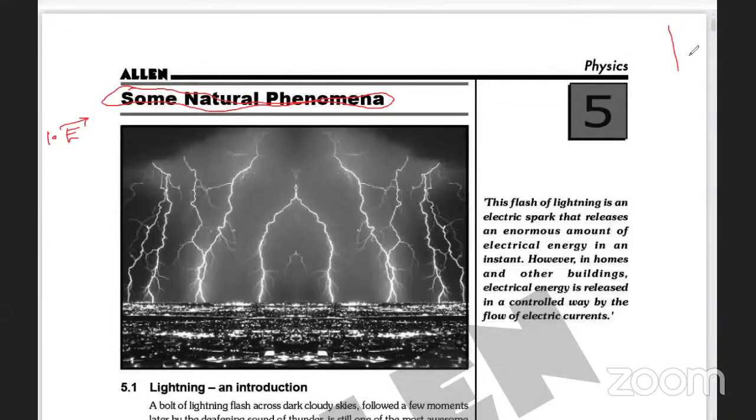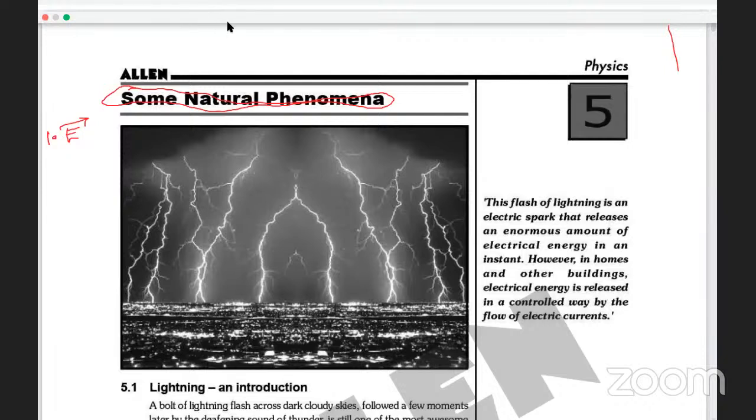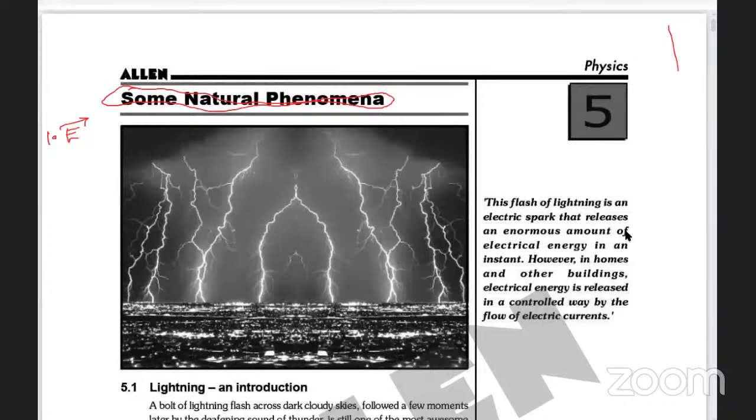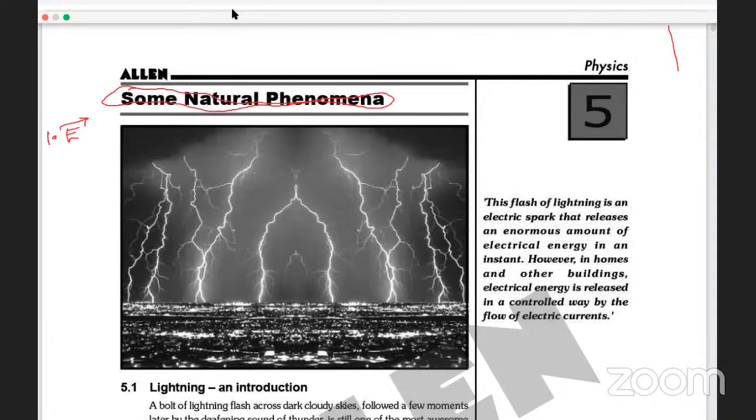My question is, have you observed this natural phenomenon, electricity? Yes, sir, during our last physics class only. Sir, that day the sky was thundering.